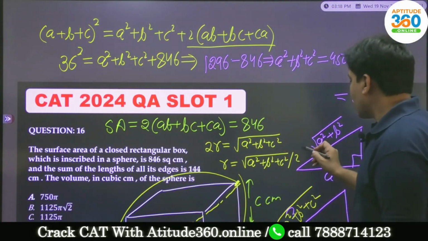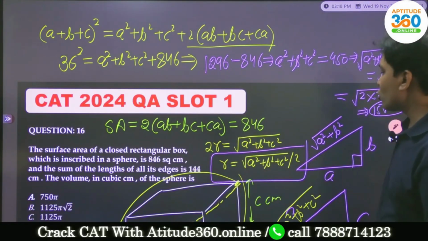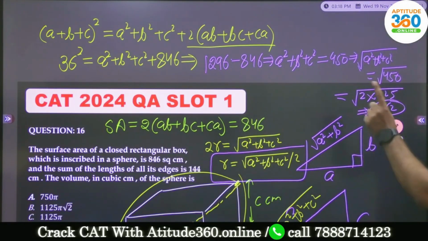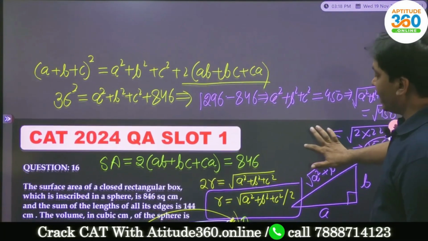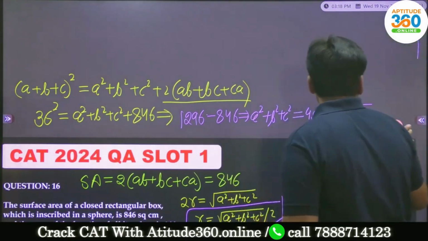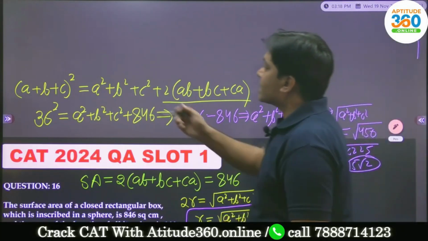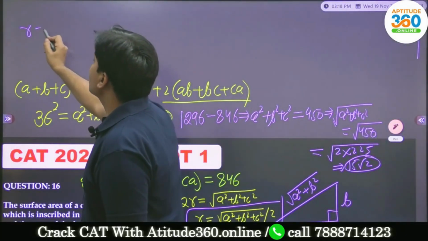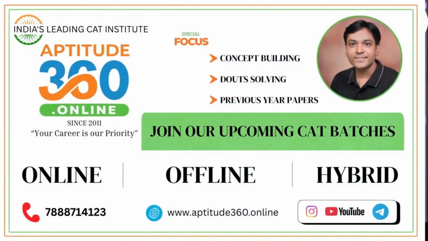And what is your radius? The radius is given to us as the square root of a square plus b square plus c square divided by 2. So what do we have to do in order to find the radius? We have to divide it by 2. So my radius is going to be 15 root 2 divided by 2.